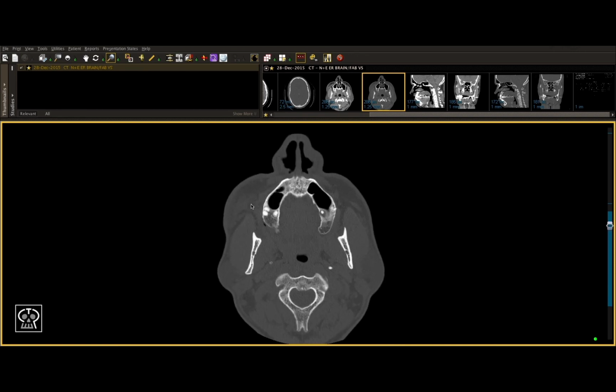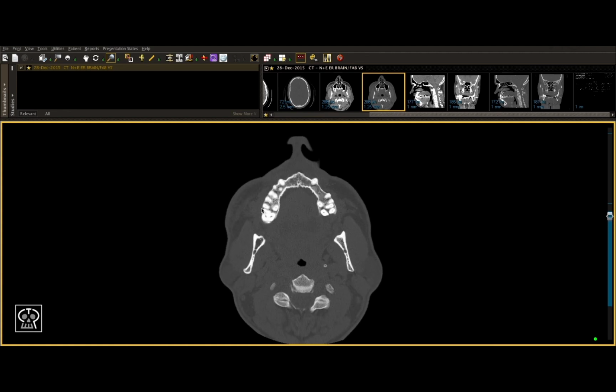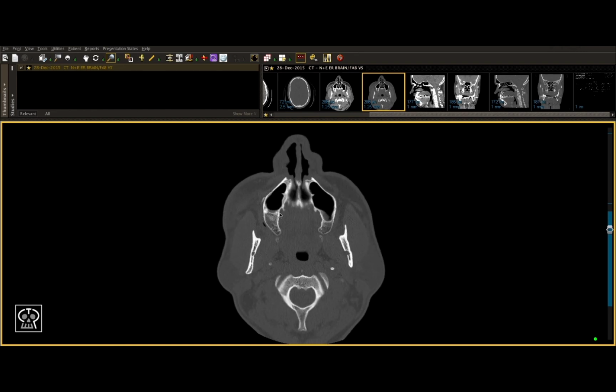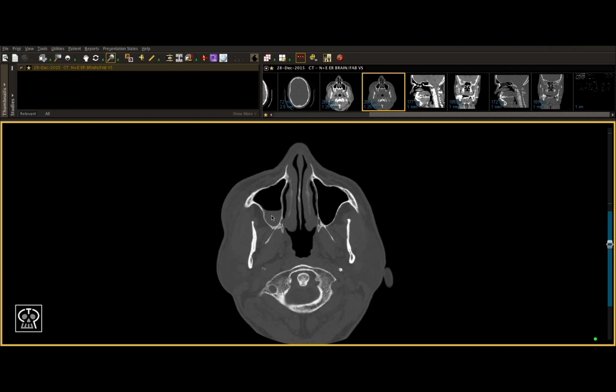Then, we'll move on to our posterior and anterior lateral walls. Next, we'll move on to our posterior lateral wall. And as we scroll up, we can see a fracture here, as well as some hemosinus. Remember, it's always easy to compare to the contralateral side to compare for an anatomical difference or a true fracture.